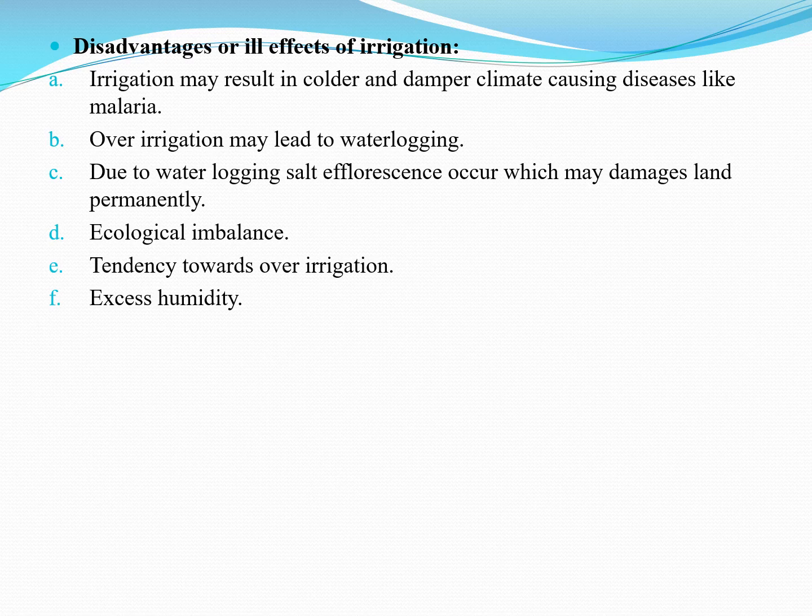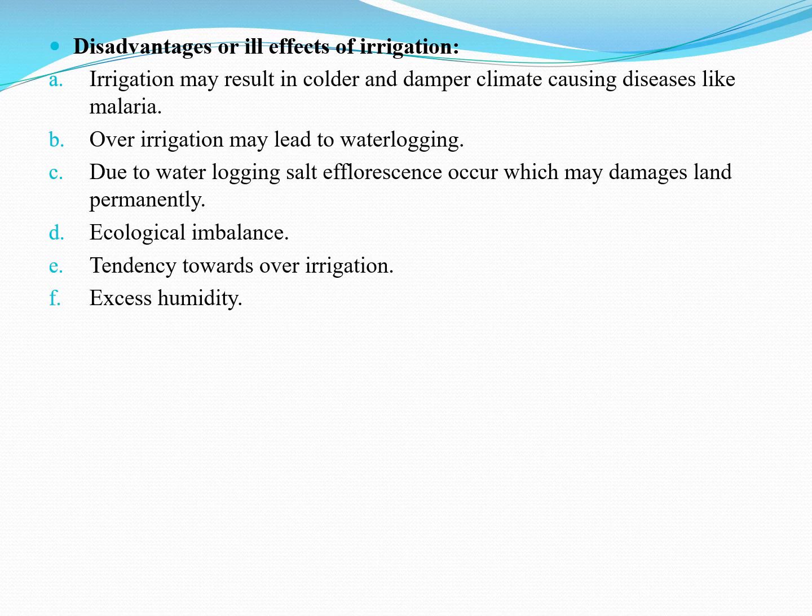Due to excess application of water, seepage and leakage from the canal, marshy land may be formed, which creates diseases like malaria. Also it creates mosquitoes. Next is over irrigation, which may lead to water logging. Then the third one is, due to water logging, salt efflorescence occurs, which directly damages the land permanently.